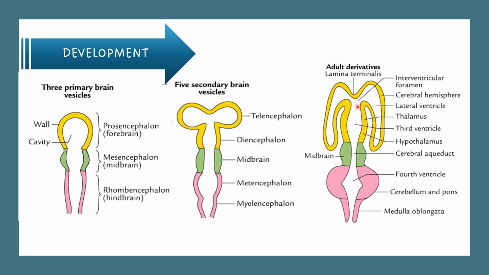So within this neural tube, as these brain vesicles are formed and the adult derivatives are formed, the cavity of the neural tube remains as the ventricles. The cavity of the telencephalon, we call it the lateral ventricle. The cavity of the diencephalon, we call it the third ventricle. The cavity of the midbrain, we call it the cerebral aqueduct. And the cavity of the rhombencephalon, we call it the fourth ventricle.